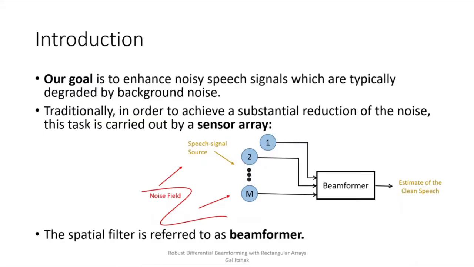Let's start with a short introduction. In this work, we address speech signals, which are typically only observable in the presence of background noise, which might heavily degrade their quality. To cope with the background noise, which could consist, for example, of white noise and directional interferences, such as other human speakers, it's very common to employ a sensor array or a microphone array. The corrupted speech, as we can see right here in the illustration, is simultaneously sampled by the sensor array. Then the samples are filtered or multiplied by a spatial filter, which is usually referred to as beamformer. The output of the beamformer is an estimate of the clean speech.